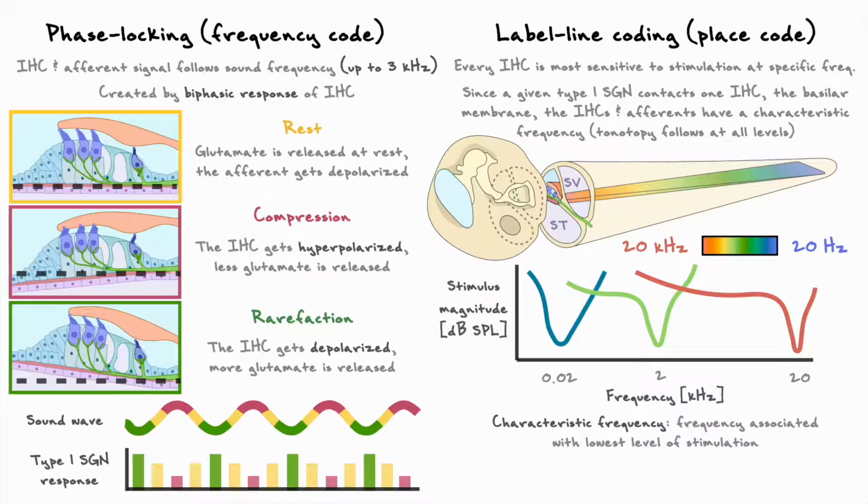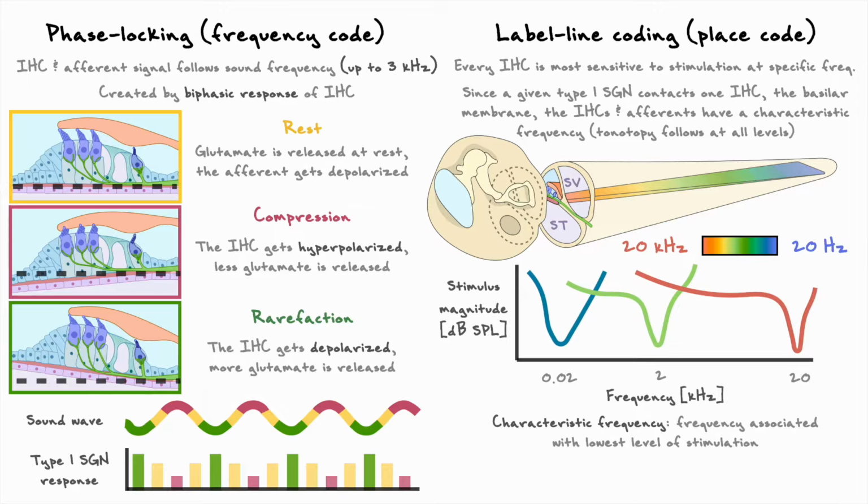So, if an afferent innervates a hair cell that best responds to 10 kHz, although the signal won't faithfully track the 10 kHz, its location will communicate that it responds best to those 10 kHz. Hopefully, this makes sense. Let me know in the comments if there is any confusion.